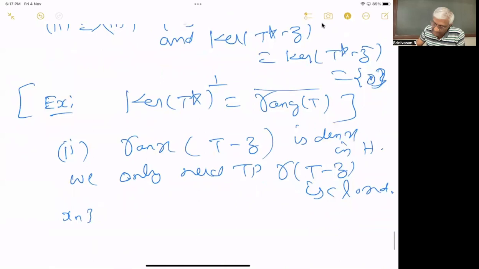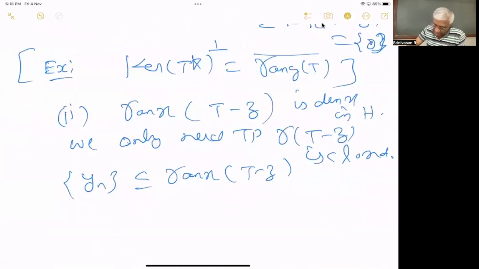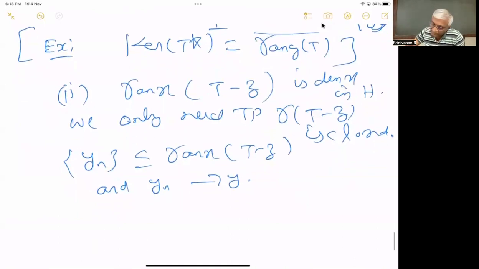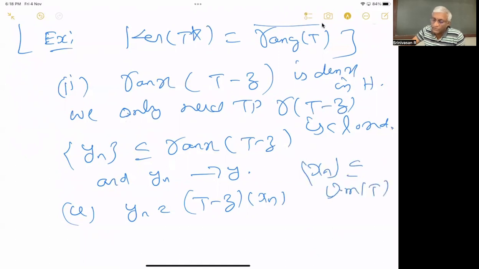So let's see. Let y_n be contained in the range of T minus z, or z bar; the same thing will work for z bar, there is no difference. And y_n converges to y. We need to say that y is also in the range of T minus z. That's what we want to prove, that the range of T minus z is closed. So suppose y_n is some sequence in the range of T minus z converging to y. We need to prove that y is also in the range. That is, y_n equals T minus z x_n with x_n in the domain of T; the domain of T minus z is the same as the domain of T.